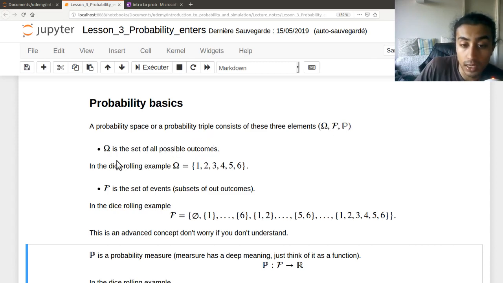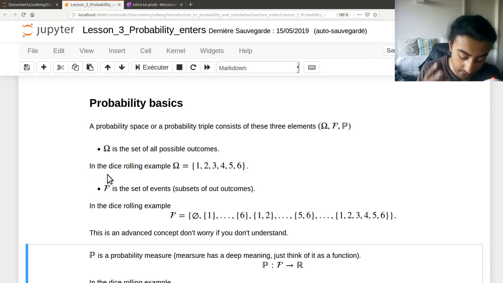This omega here is the set of all possible outcomes. We've discussed that before. Remember rolling a dice? The set of all possible outcomes when you roll a dice is 1, 2, 3, 4, 5, 6, right? So F is now this F thing.